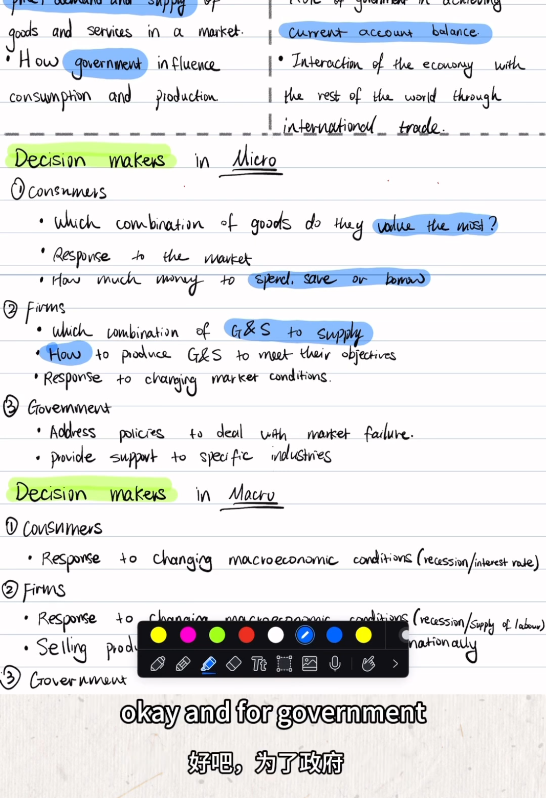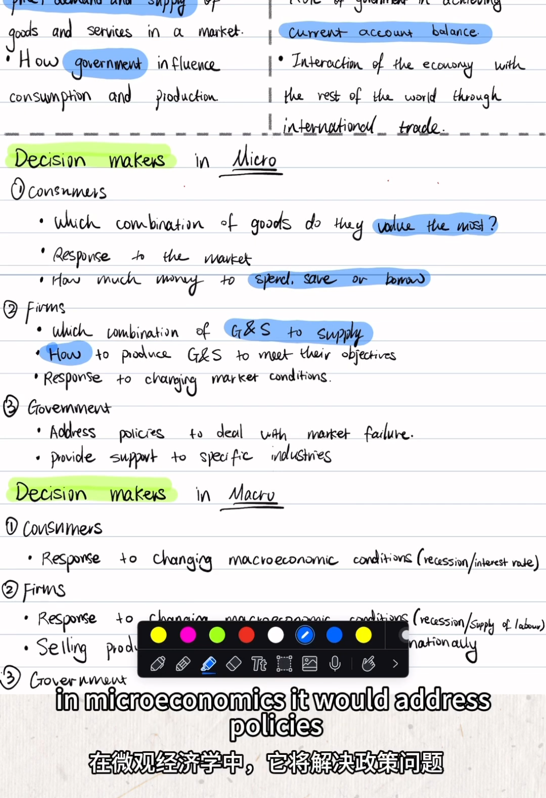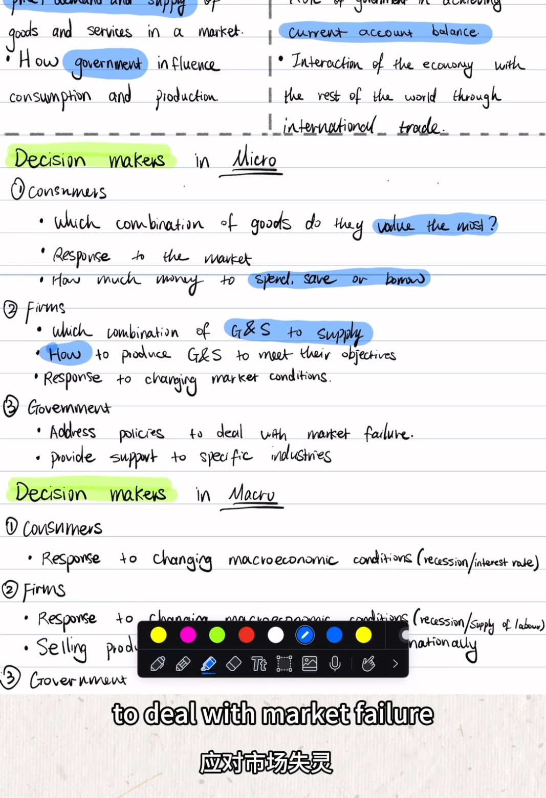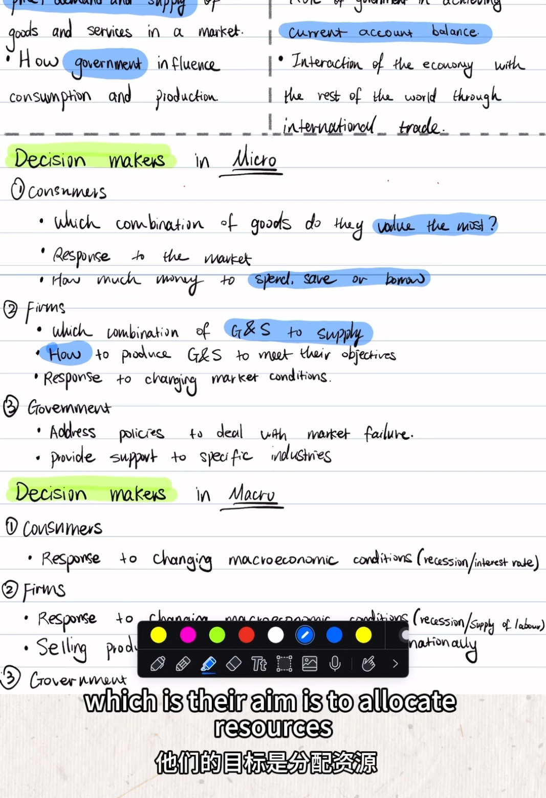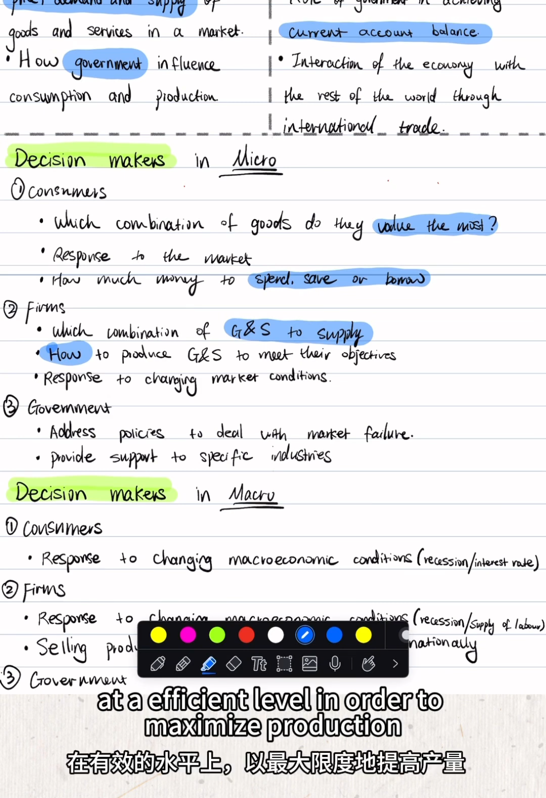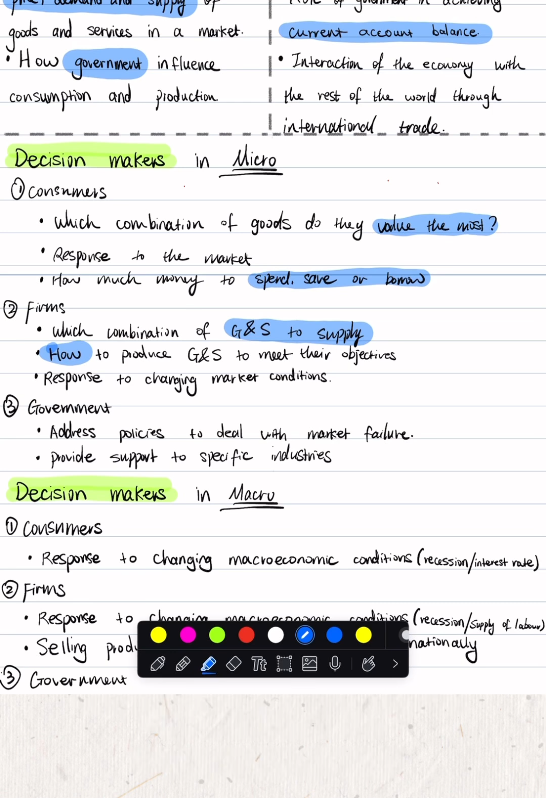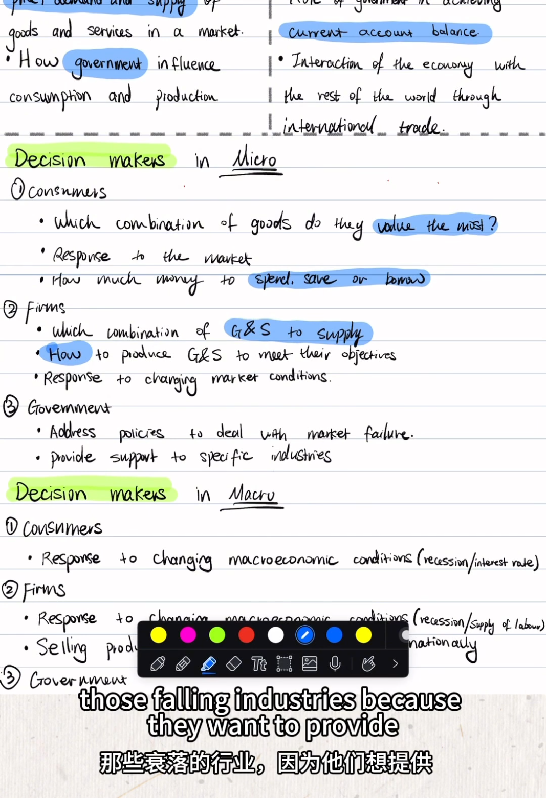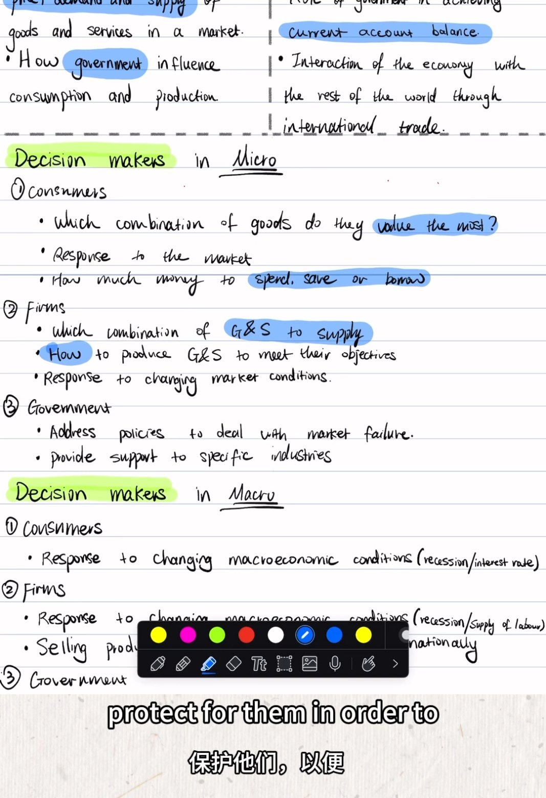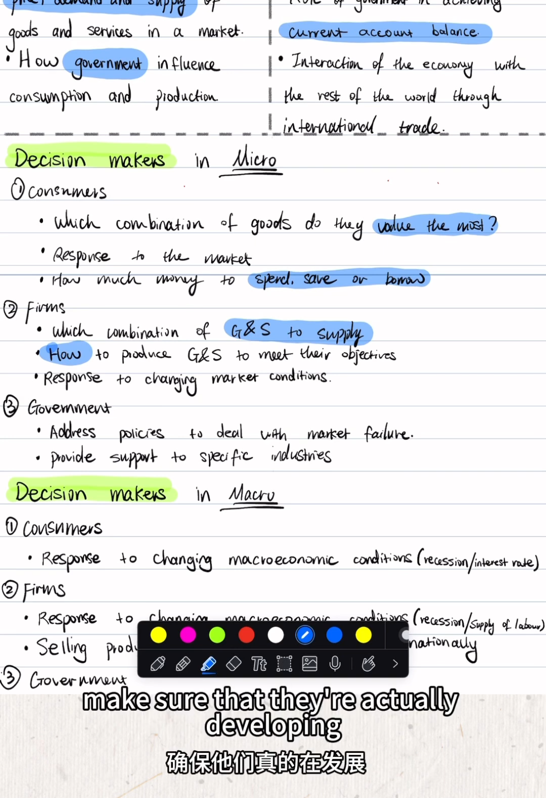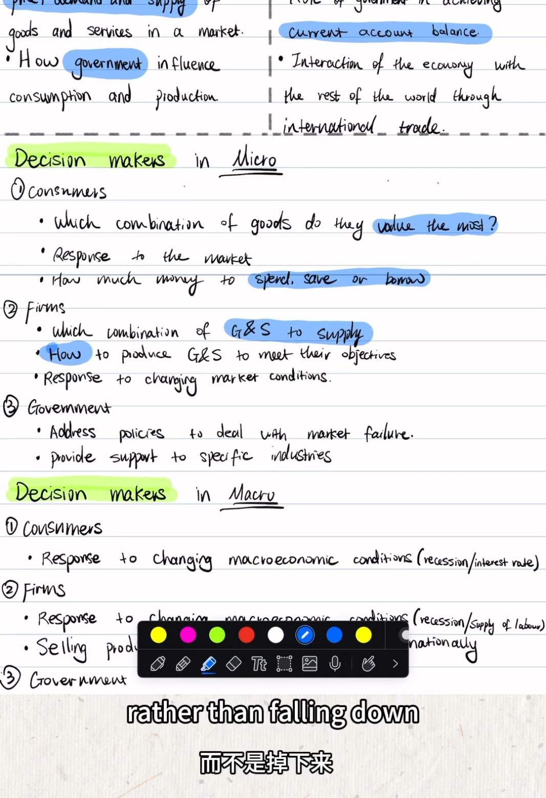Okay, and for government, in microeconomics, it would address policies to deal with market failure, which is their aim is to allocate resources at an efficient level in order to maximize production. And the second role is they want to provide support to specific industries. For example, those infant or those failing industries, because they want to provide protection for them in order to make sure that they're actually developing rather than falling down.